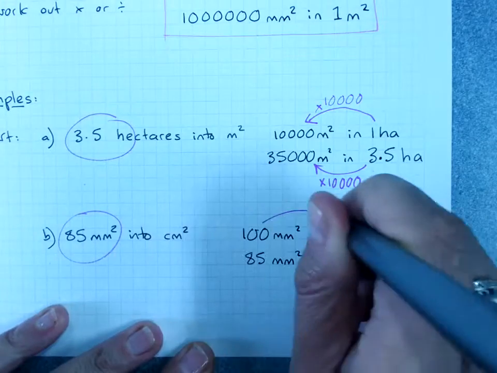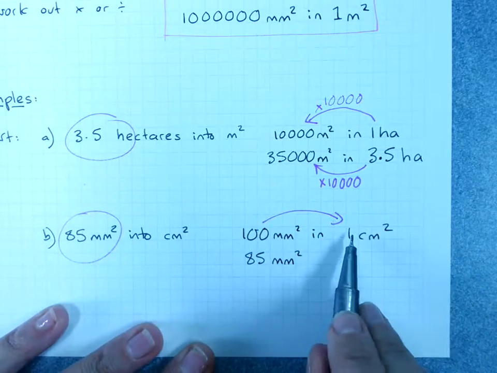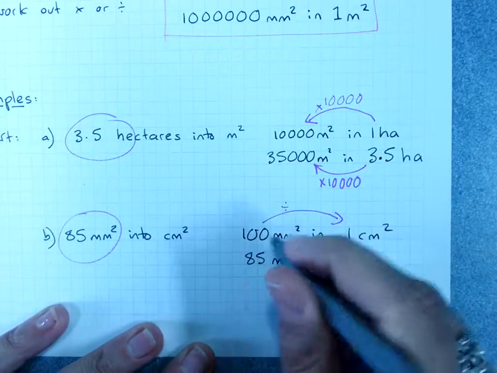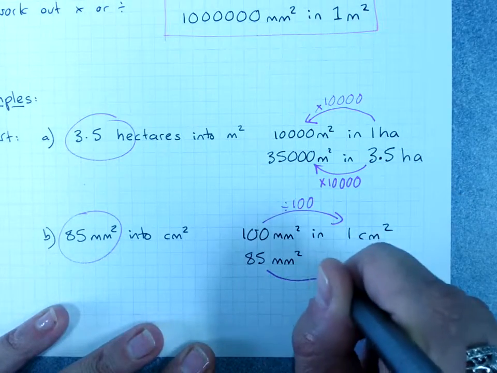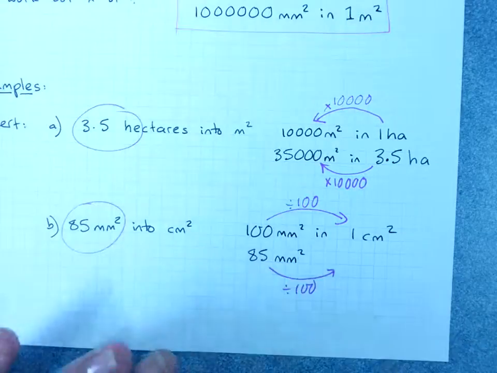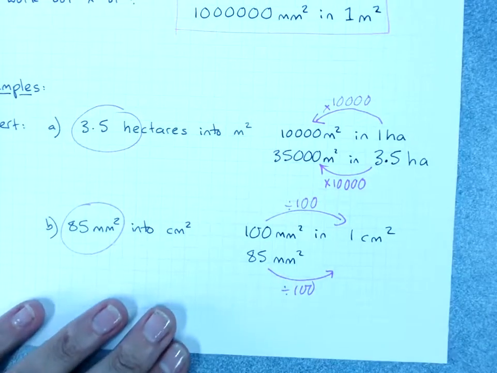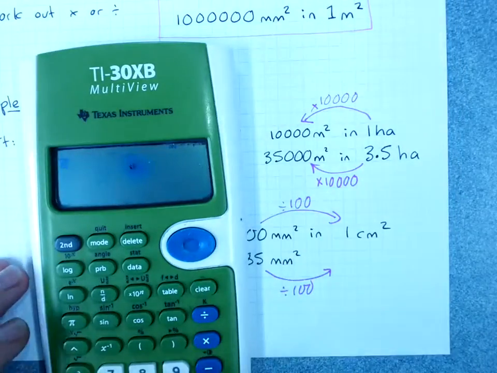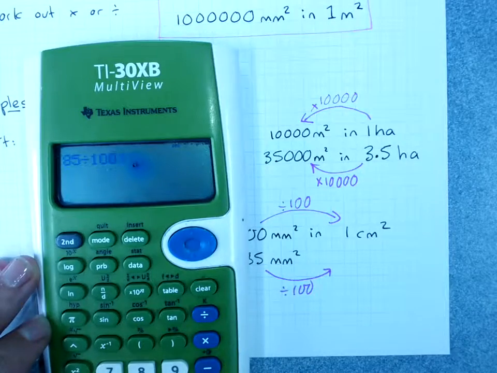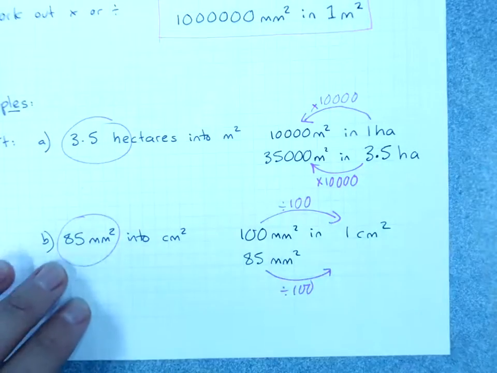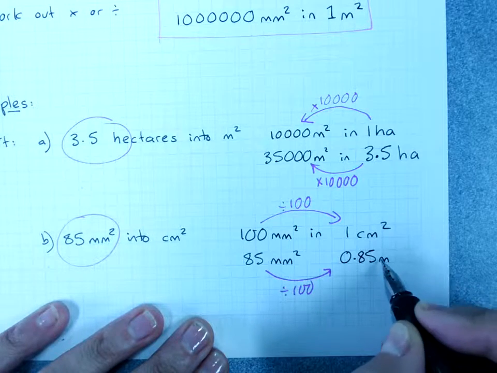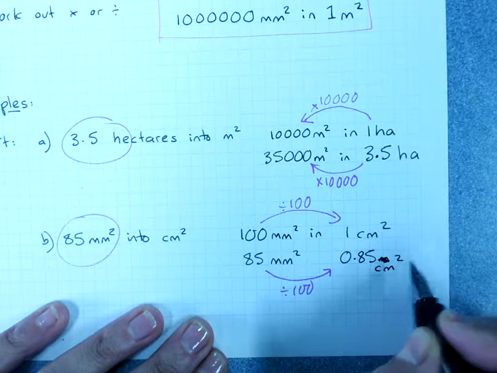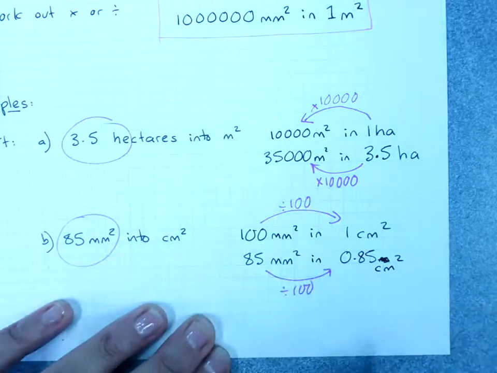And then we're going from this side to that side now. What did I do to get from here to there? I've got a much smaller number. I must have divided by 100 to get back to 1. So I'm going to divide by 100 there as well. And 85 divided by 100, 0.85 centimeters squared. And put your little 2 in as well.